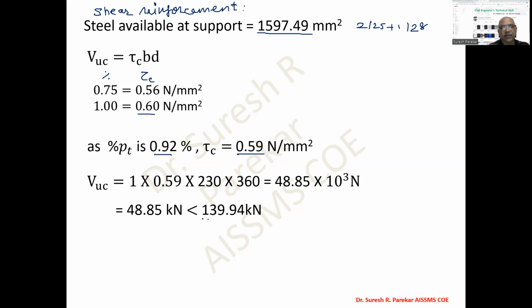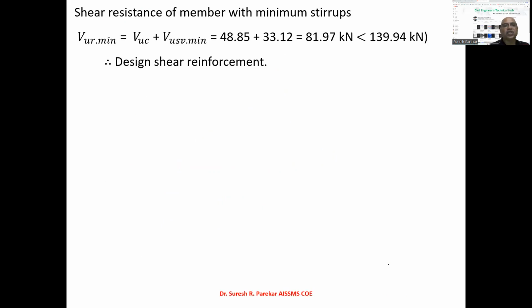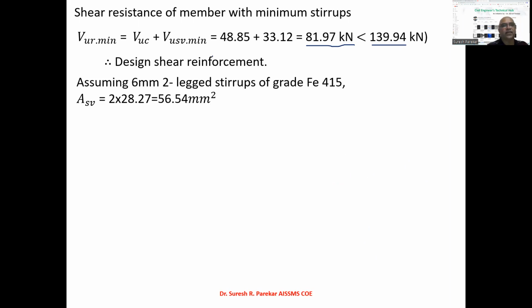This is much less than 139.94 kilonewton. If we go for minimum shear reinforcement, then we have 0.4 BD, and this value we get as 33.12 kilonewton. So the shear resistance of the member with minimum shear reinforcement is 81.97 kilonewton, again less than 139.94 kilonewton. Therefore we have to go for design shear reinforcement.